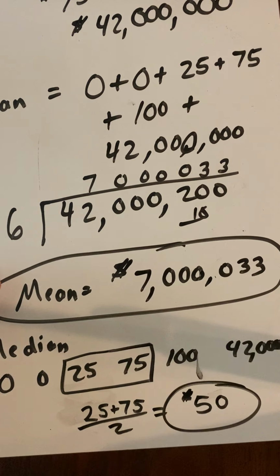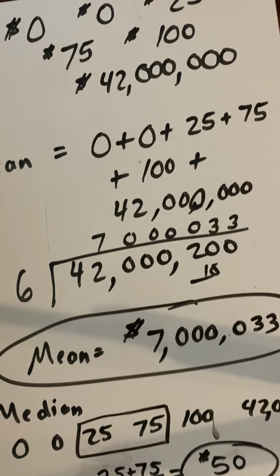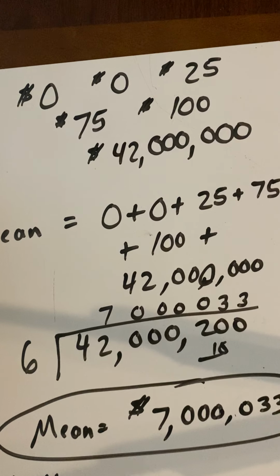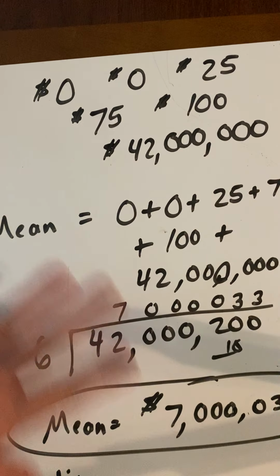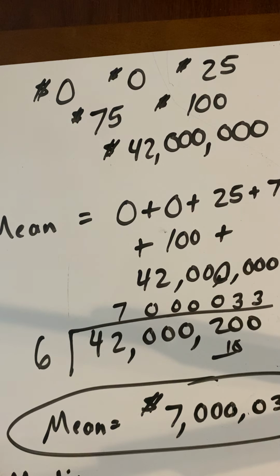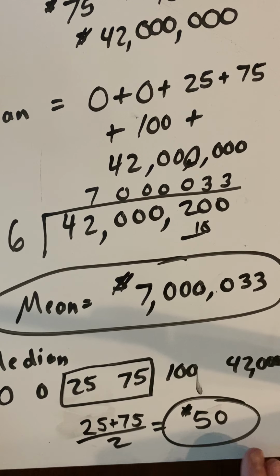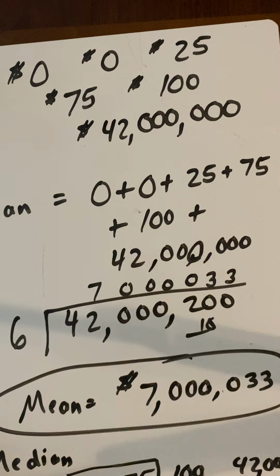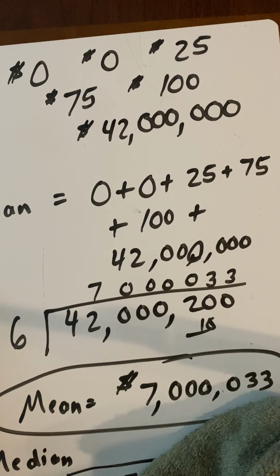So notice what a huge difference this is. The mean was $7,033. The median is $50. Now, when you look at the data here, it makes a lot more sense, I think, to say on average, most of the people there are making about $50. It's not fair to use the 7 million because you all aren't seeing that at all.